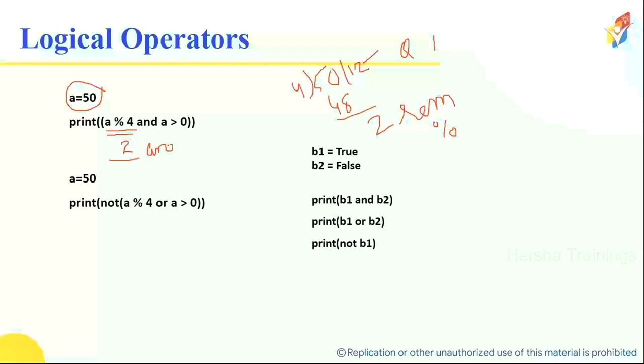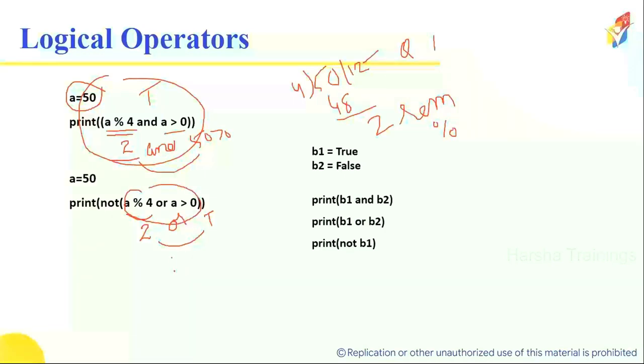And 50 is greater than 0. It is true. So left and right side are true. So the expression will be true. The answer for this expression is true. Now, can you please tell me the outcome of this? This will be true. Or 50 is greater than 0. This is also true. Now, if anyone is true, it's true. Here both are true, so the expression is true. But here I'm taking not of true, so the final output is false.